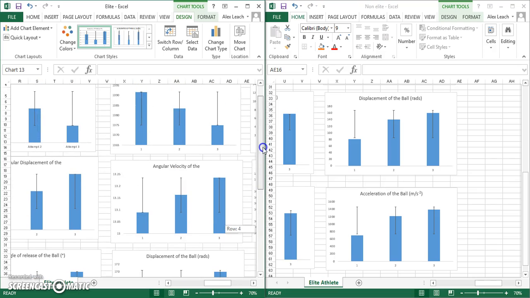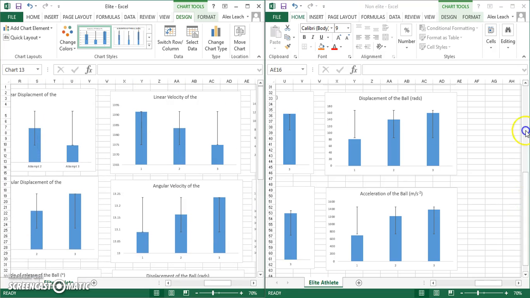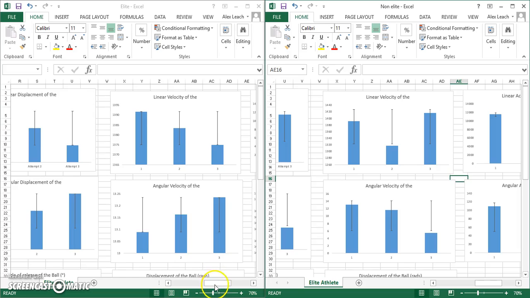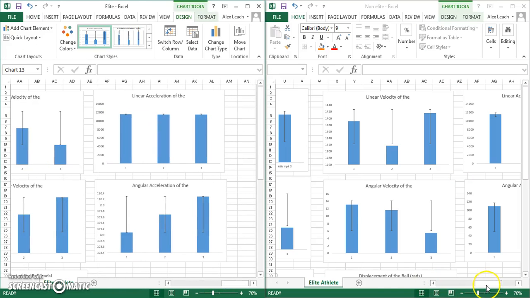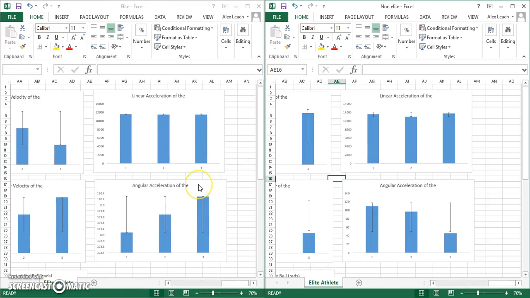Up here, the way I would talk about the linear acceleration, I would say, as you can clearly see from the two graphs above, my elite performer is much, much more skilled because they have less variation between 3 attempts. However, my non-elite has a greater deal of variation. It shows they're not that skillful, therefore they can't repeat the skill. Therefore, they're more likely to miss the target because they can't repeat the skill consistently.